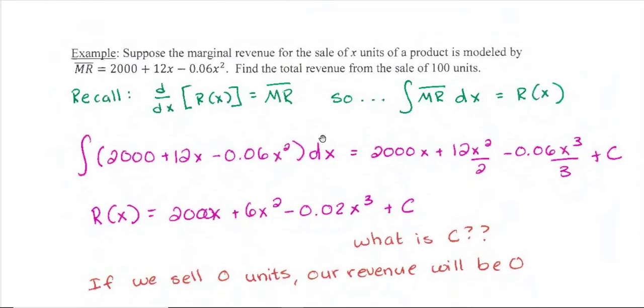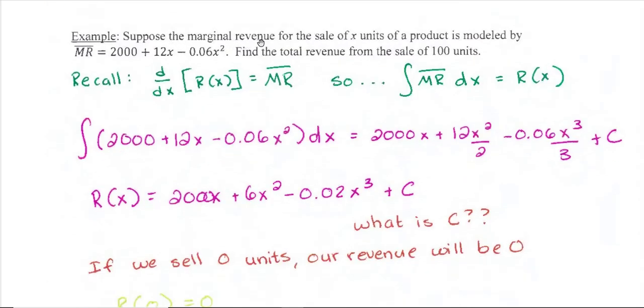Let's do an application problem here. Suppose the marginal revenue for the sale of x units of a product is given by 2,000 plus 12x minus 0.06x squared. Let's find the total revenue from the sale of 100 units. Remember from previous knowledge that the derivative of your revenue function is your marginal revenue. So when you take the derivative of revenue, you get marginal revenue. So to undo that, marginal revenue must be the antiderivative of revenue. So when you integrate marginal revenue, you'll get your revenue function.